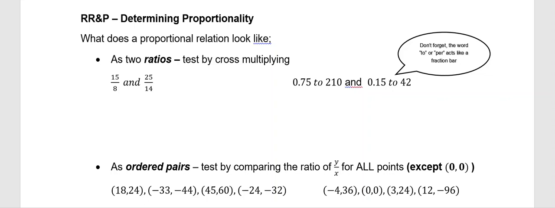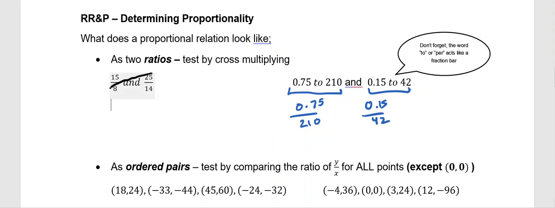One last thing to remember, don't forget that when we see something in word form, I probably want to rewrite these accordingly. So that word "to", just like the word "per", is like a fraction bar. So this really means 0.75 over 210. This means 0.15 over 42. And now you're ready to do your quick cross multiplying.